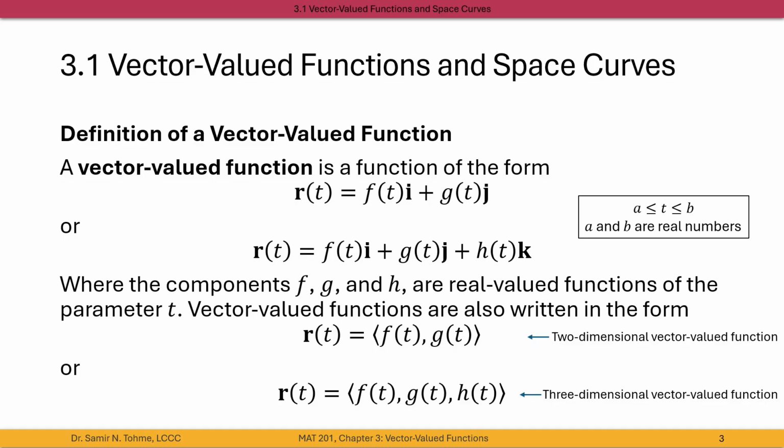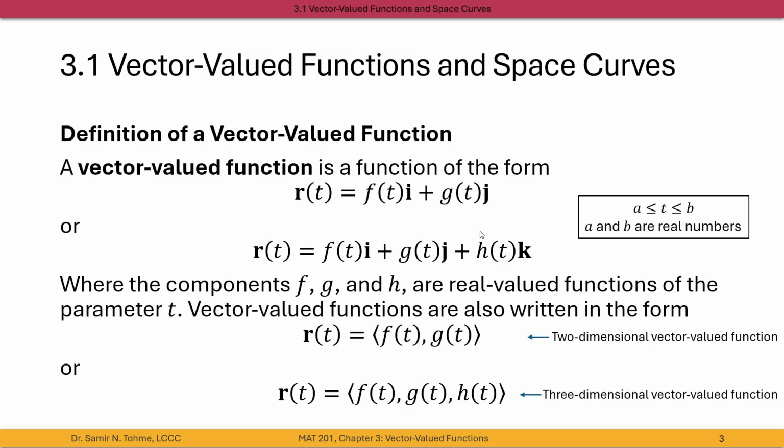Let's define a vector valued function. A vector valued function is a function of the form r of t. r is a vector in function of a parameter t equal to f of t times i. i is a unit vector pointing in the x direction, and f of t is a real function. r is a vector function. f is a real function. Also for the y component, this is a real function multiplied by j.